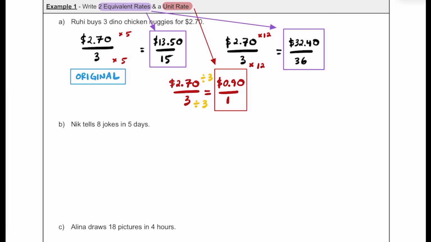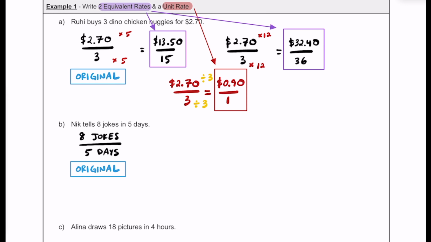All right, let's try another one together. In example B, we see that Nick is going to tell 8 jokes in 5 days. Now, typically we're going to do things per day. Maybe you could do per joke too. So rates can be written either way, but I think it makes more sense to make it per each of these days. So what I'm going to do is just write that we have 8 of these jokes on top. And we know we're going to be telling these at a rate of 8 jokes every 5 days. So we're going to put 5 days on the bottom here. So we're comparing these two quantities.